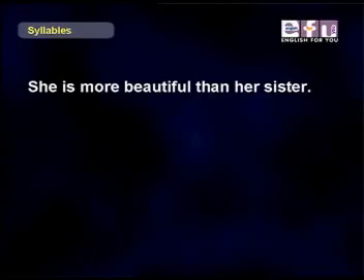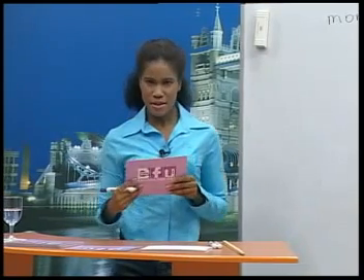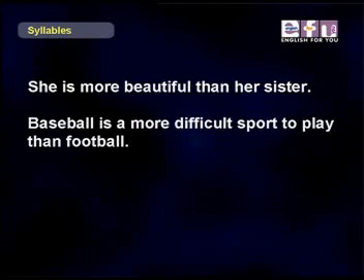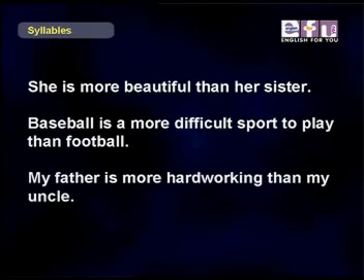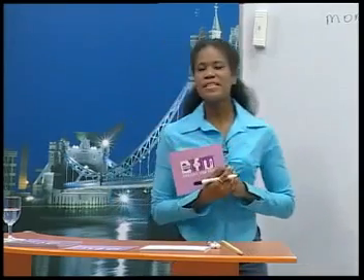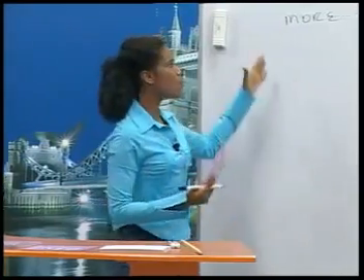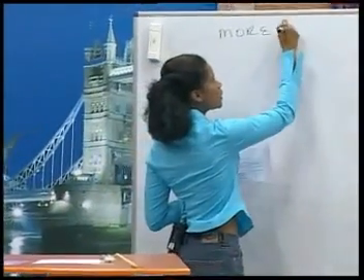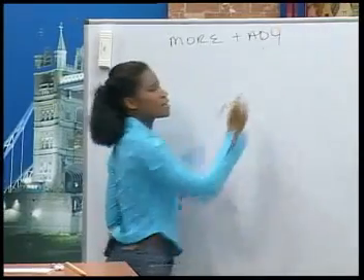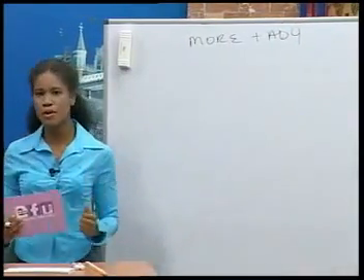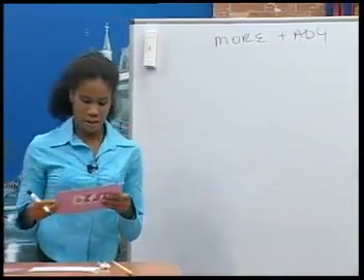She is more beautiful than her sister. Next example. Baseball is a more difficult sport to play than football. Another example. My father is more hardworking than my uncle. So you see, in these sentences, more comes before the adjective in comparisons with two or more syllables.